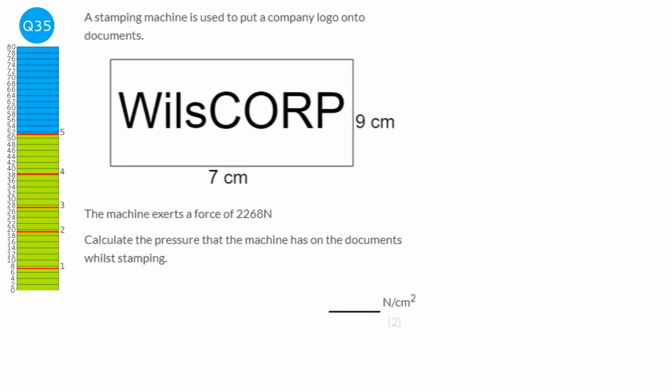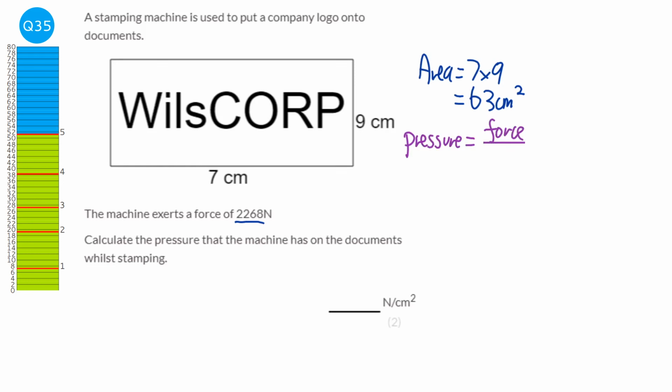To find the pressure, we need the area and the force. We're given the force in the question, so all we need to do is find the area, which will be 7 times 9, which is 63 centimeters squared. The force is given to us in the question, so we can write down the pressure formula, which says that pressure equals the force divided by the area.